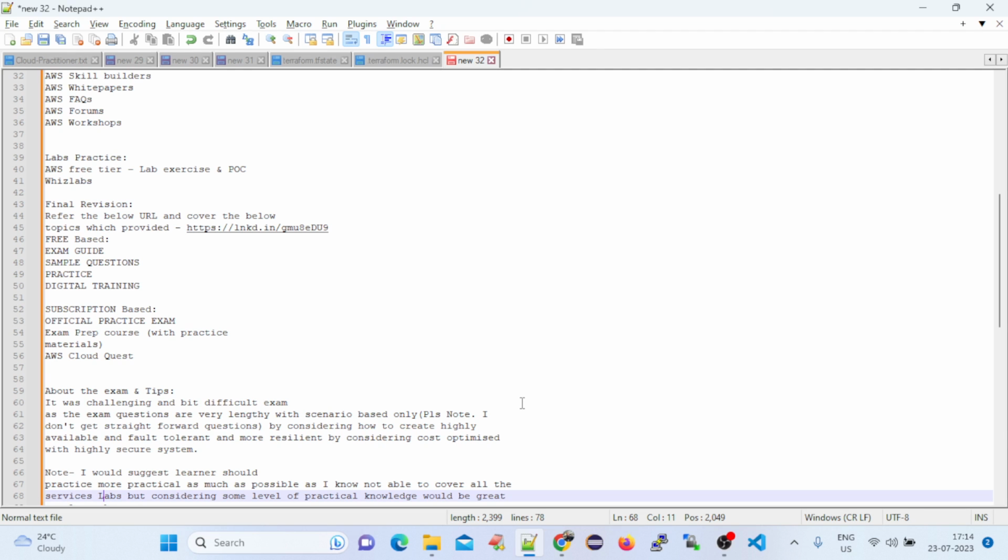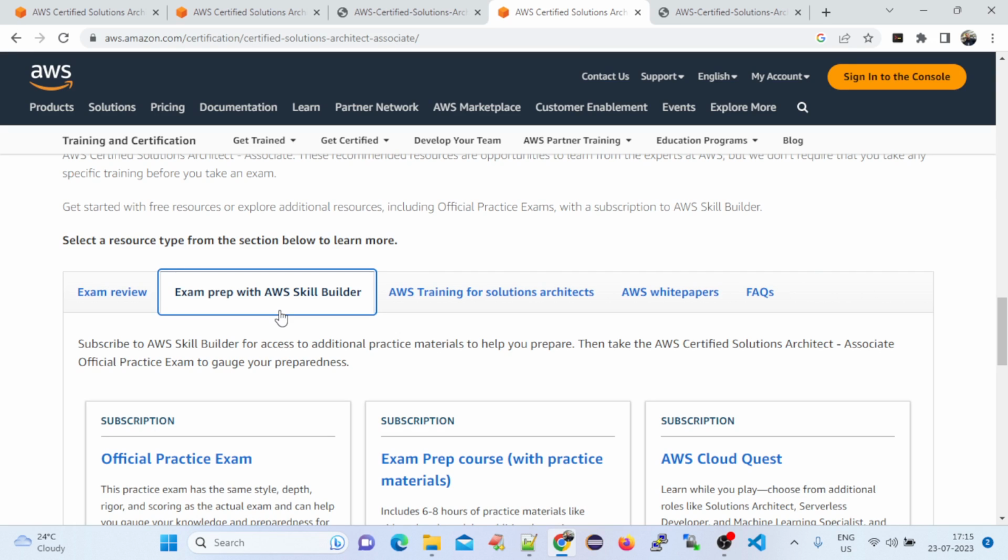Then you have exam preparation with AWS Skill Builder. It is subscription based. I think initially it is not required. If you want to learn more and you have money to buy, then you can buy it and prepare. But I would suggest you can prepare from whatever documentation is freely available, you can use that.